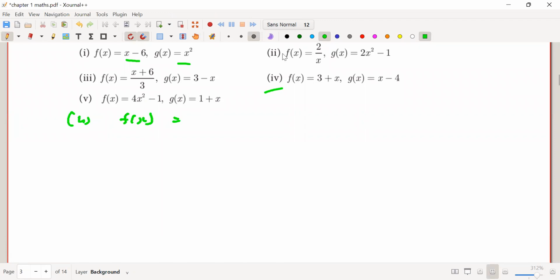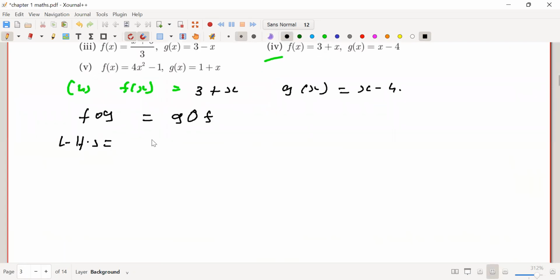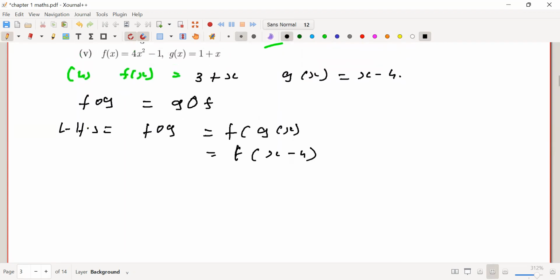F of x equal to 3 plus x. G of x equal to x minus 4. We have to check whether f of g equal to g of f. So, LHS is f of g. That is f of g of x. That is f of g of x is x minus 4. When I substitute x minus 4 in place of x, which is 3 plus x minus 4, the answer is x minus 1. 3 minus 4 is minus 1.